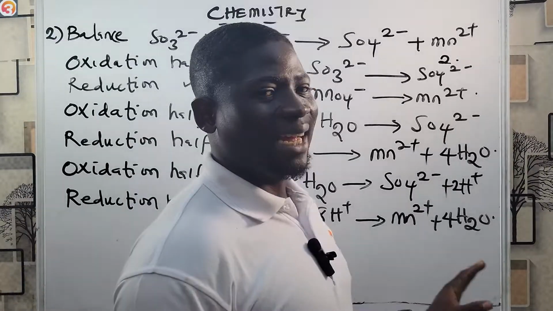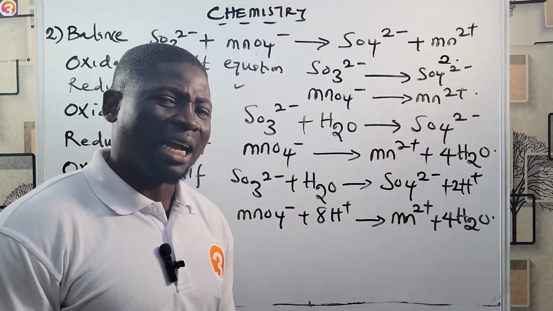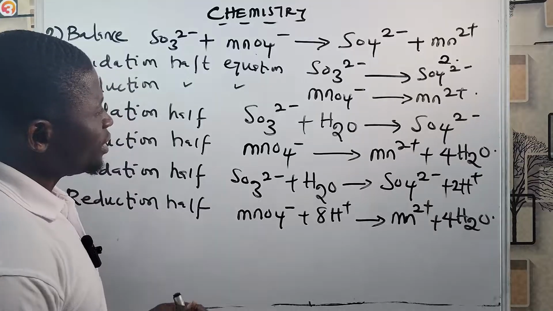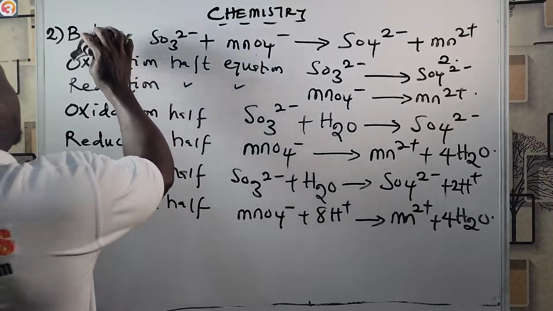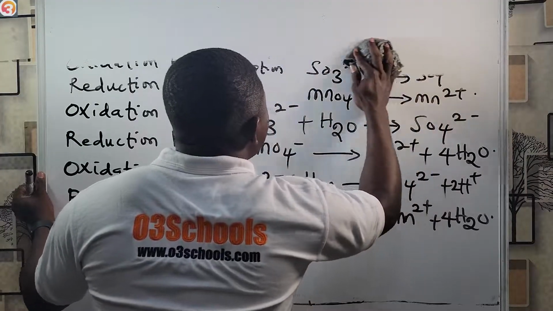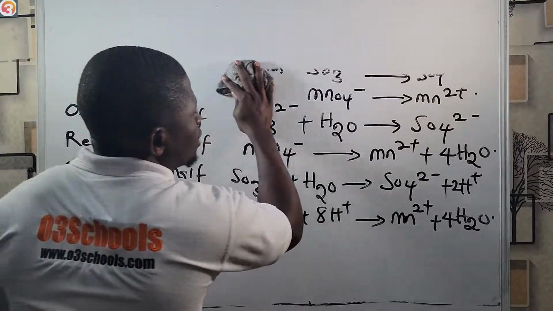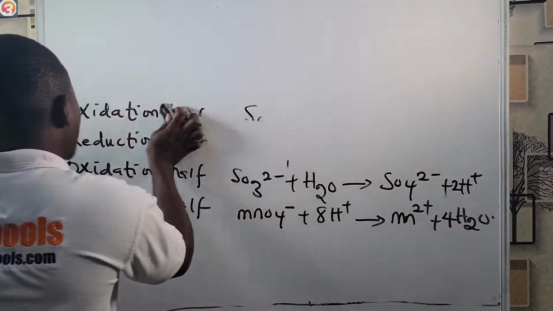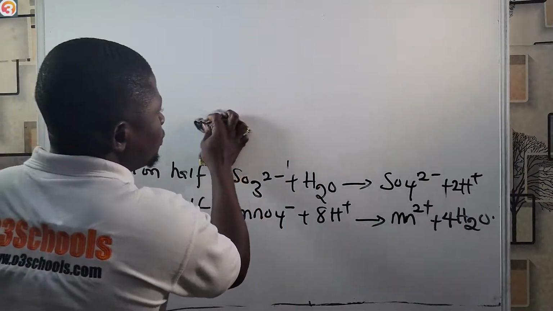Now what you need to do is to add up all the charges so I can balance the number of electrons on both sides. Okay, so now we need to do that. So I'm going to clean this part off so that we can have space to explore our next move.